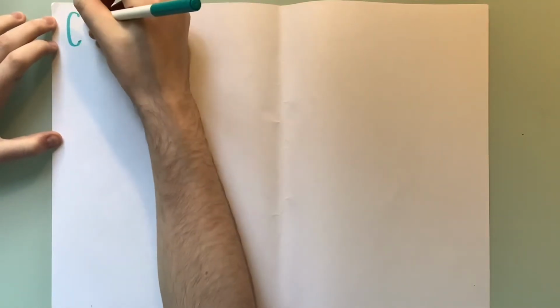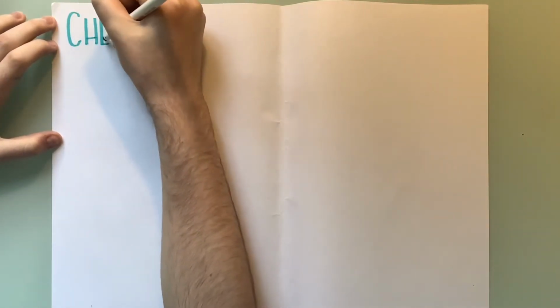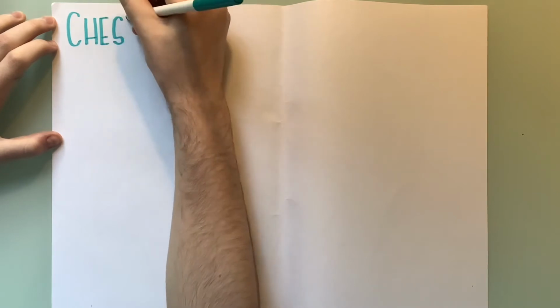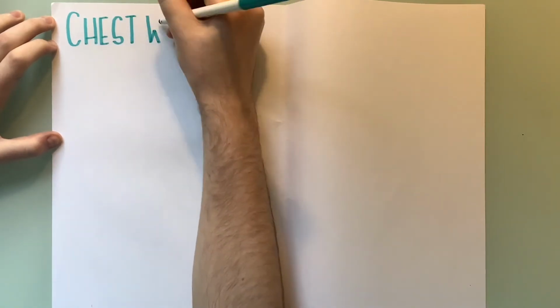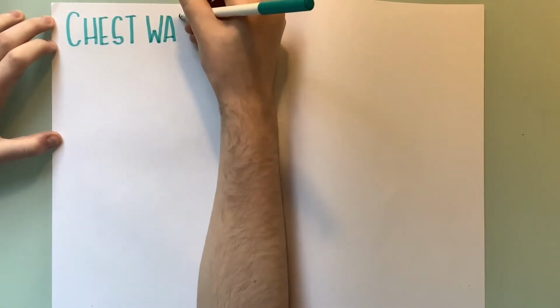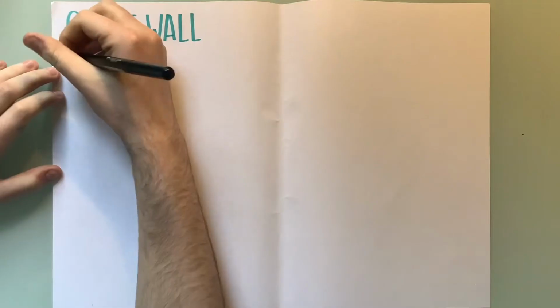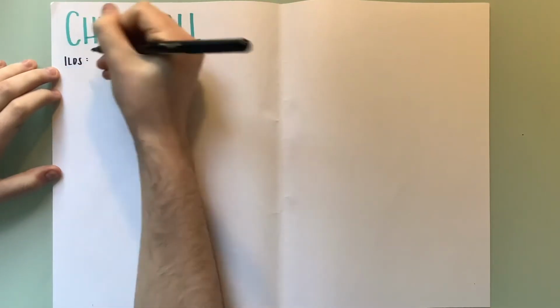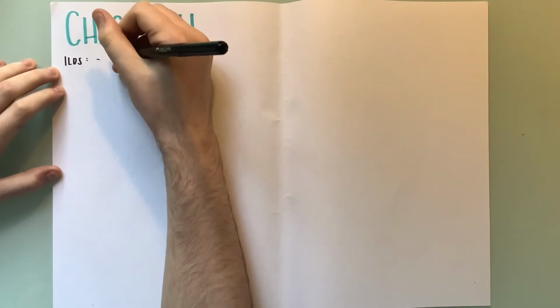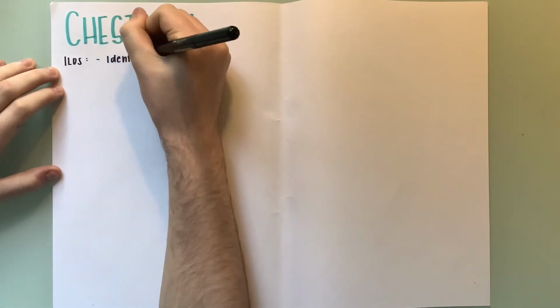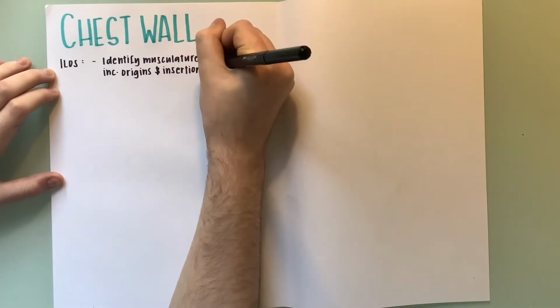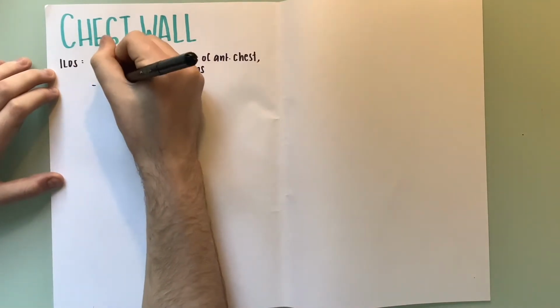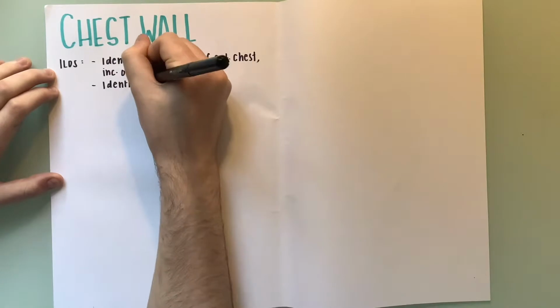In this second video, we are going to discuss the anatomy of the chest wall with a particular focus on the musculature that is involved. The ILOs for this video are to be able to identify the musculature of the anterior chest, including the origins and the insertions, and to identify the actions of the intercostal muscles.